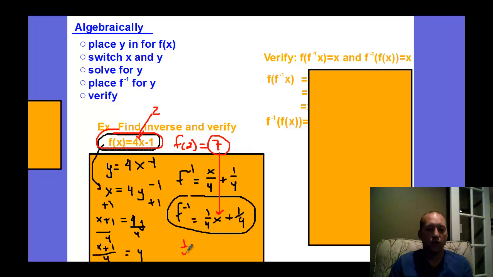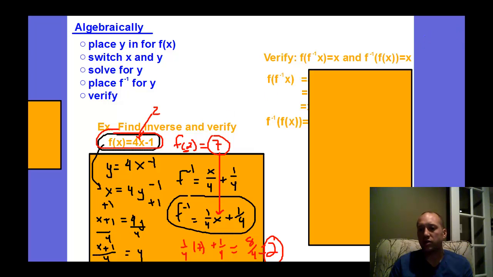So it's going to be 1/4 times 7 plus 1/4. So that's really going to be 7/4 plus 1/4, which is 8/4, which is 2. So for this one, if we plugged in 7 for x, then we find the inverse function is 2, which was our beginning value. That always happens with inverses.